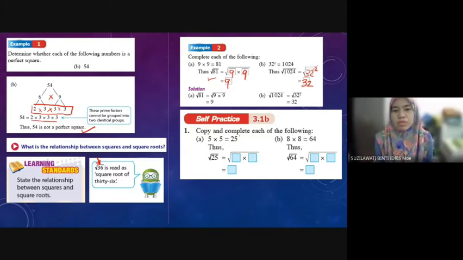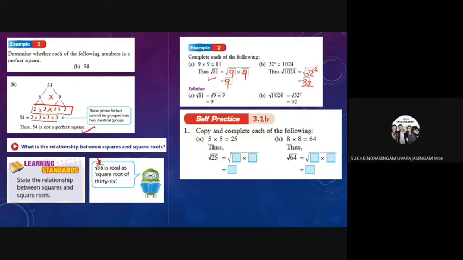Let's do this together. Self practice 3.1b. Copy and complete each of the following. A, 5 multiplied by 5 equals 25. Thus, square root of 25 equals square root of 5 multiplied by 5, which is 5.